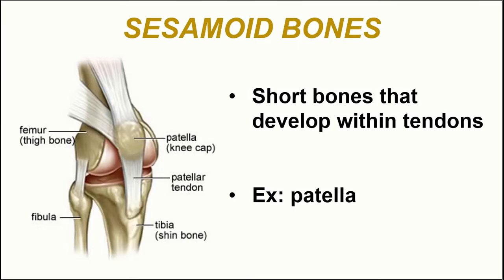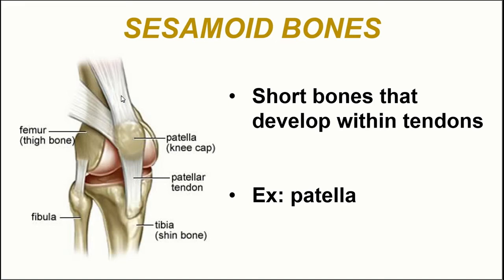We also have special types of short bones called sesamoid bones, and sesamoid bones are special short bones that develop within some, but not many, of the tendons in the body. And the reason that they develop in the tendons is that these bones actually help protect the tendons across that particular joint. One example of this is the patella, which forms the kneecap, that helps protect this large tendon that crosses the anterior part of the knee joint here.